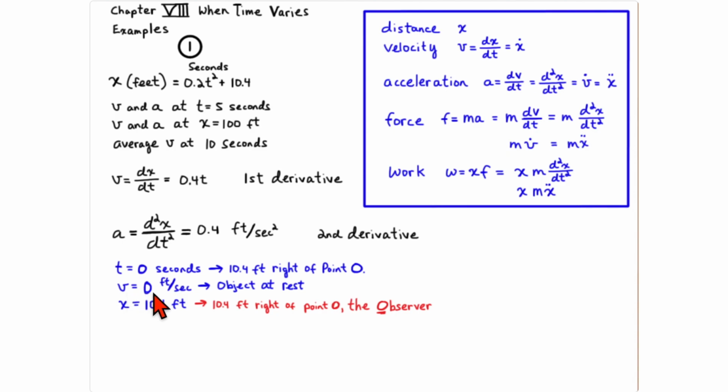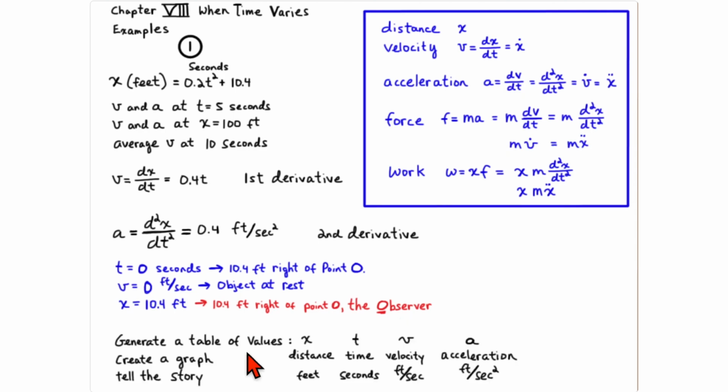So the body is at rest when velocity is 0. So the object is at rest, and the distance is 10 4/10 feet to the right of point 0. And point 0 you can think of as the observer. So what I did is I put these 3 equations into a spreadsheet, created tables for each of the 3 equations, graphed each of the 3 equations, and then I could begin to put together the story for each of these: distance, time, velocity, and acceleration.